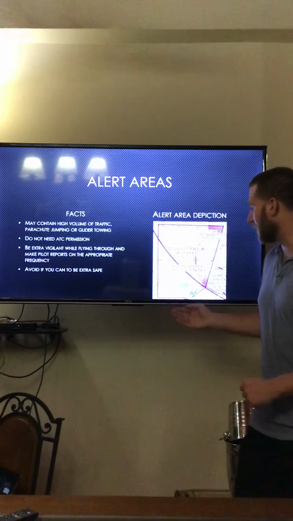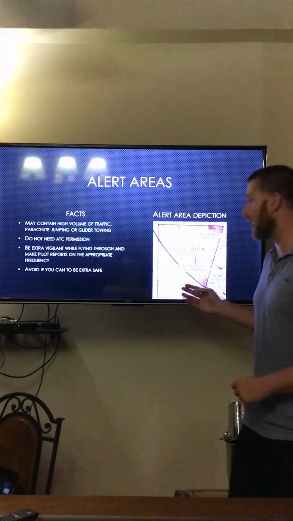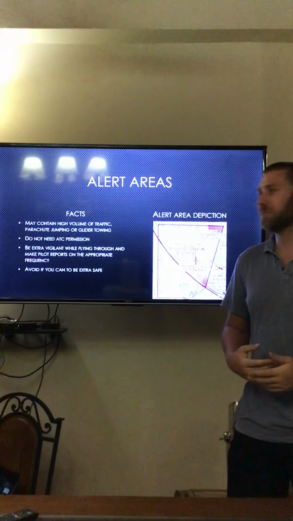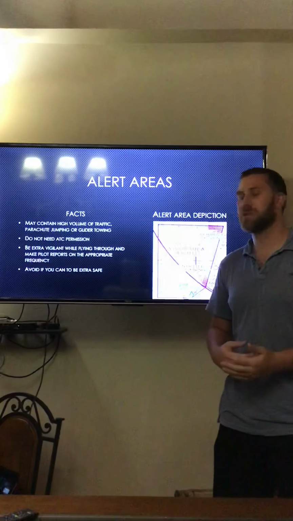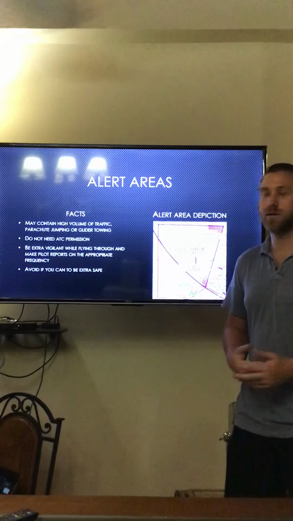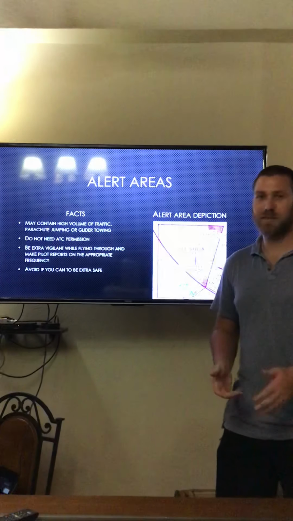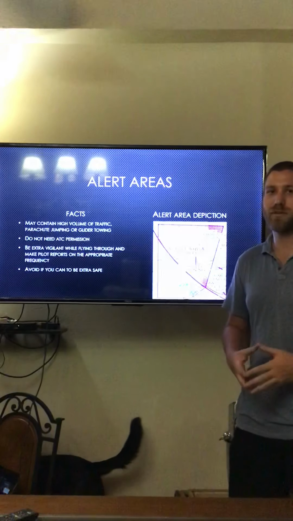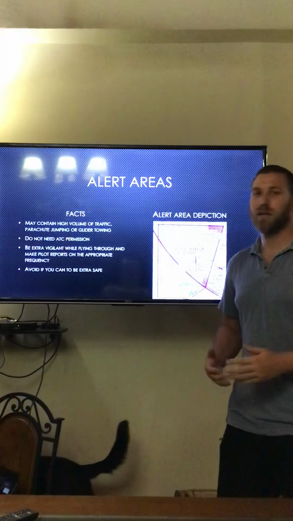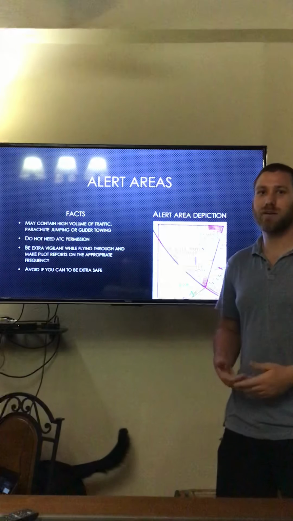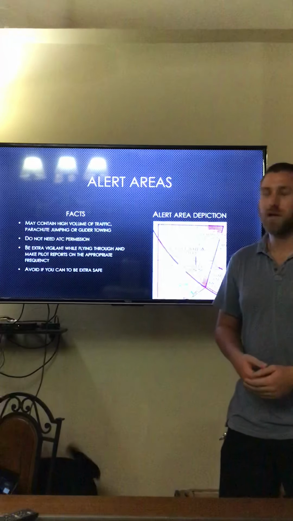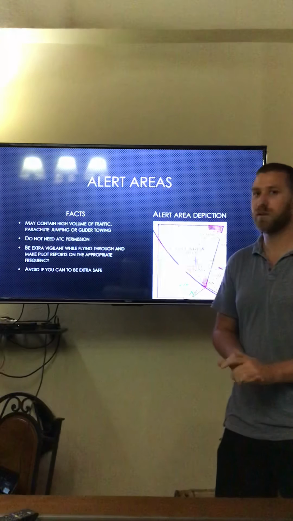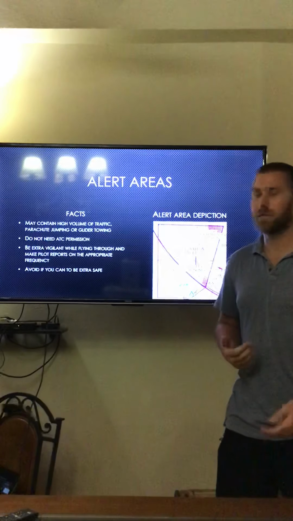The next one we have is alert areas. Here at alert areas, same thing, solid magenta with the hash marks. Alert areas may contain high volume of traffic, parachute jumping, or glider towing. They do not need ATC permission to enter, and be extra vigilant when flying through these. These contain a lot of student pilots practicing all their private pilot maneuvers. So you got people doing steep turns, stalls, and going every which way direction at every altitude.